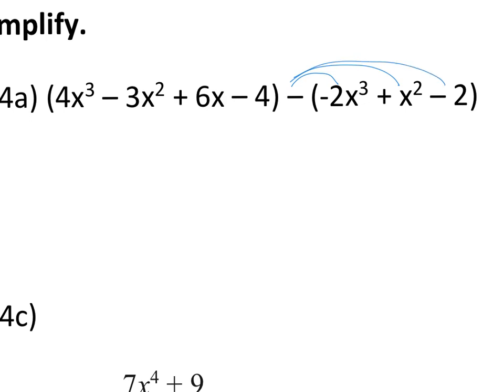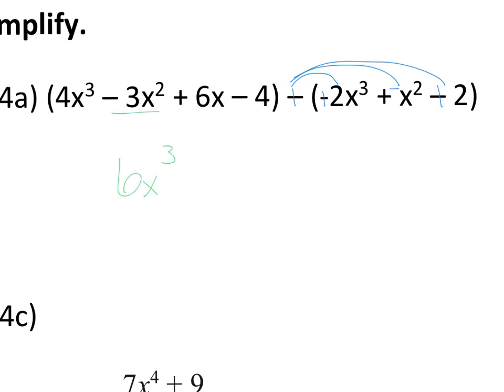first. Okay? So it's actually going to become a plus in the middle, and then you're just going to go through and change your signs. So now put together your cubes. So I've got 4x to the third plus, because it became plus, 2x to the third. So I've got 6x to the third.